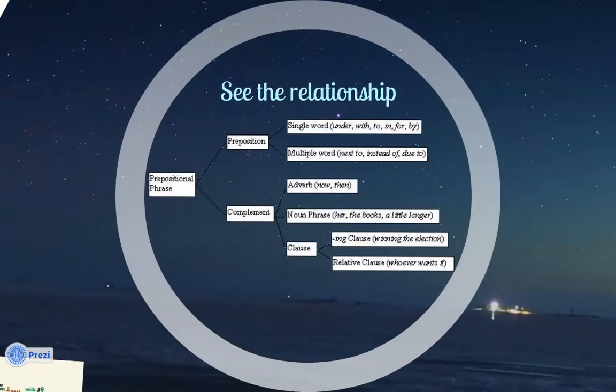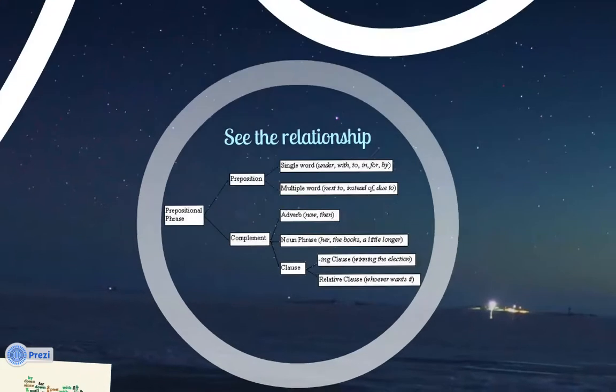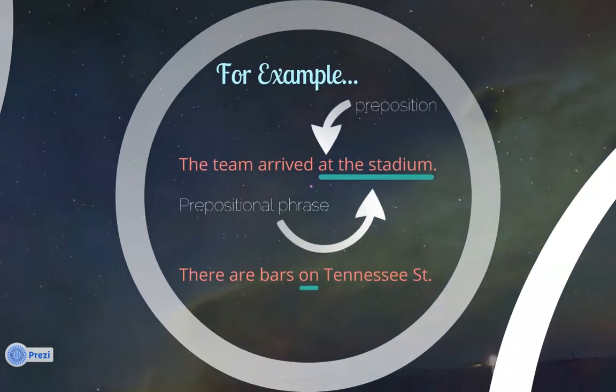In this diagram, we can see the relationship even better. The prepositional phrase is made up of a preposition and its complement. There can be a single word preposition like under, with, to, or a multiple word preposition like next to, instead of, and the complement can be an adverb, noun phrase, or a clause. For example, the team arrived at the stadium. At is the preposition, at the stadium is the prepositional phrase. There are bars on Tennessee Street. On is the preposition, on Tennessee Street is the prepositional phrase.